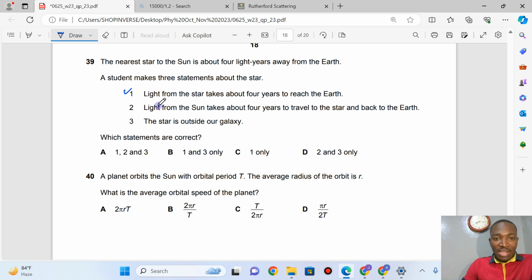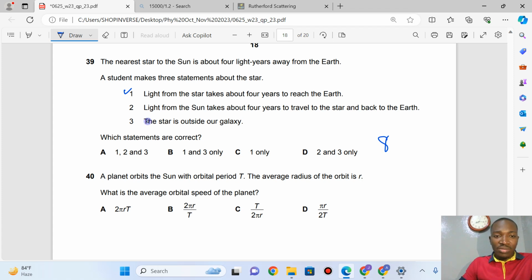Number 2, light from the sun takes about 4 years to travel to the star and back to the Earth. No, no, that will be 8 light years. Okay, because it will take 4 light years to travel to the star. Then if it's coming back to the Earth again, it takes another 4 light years. That will be 8 light years.